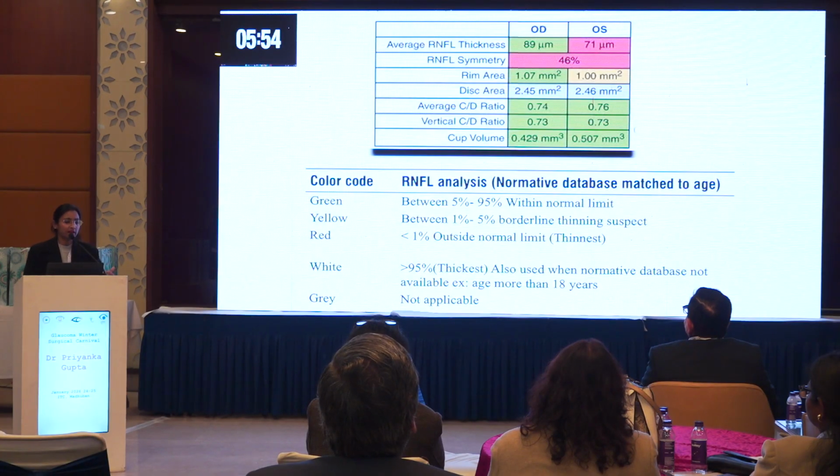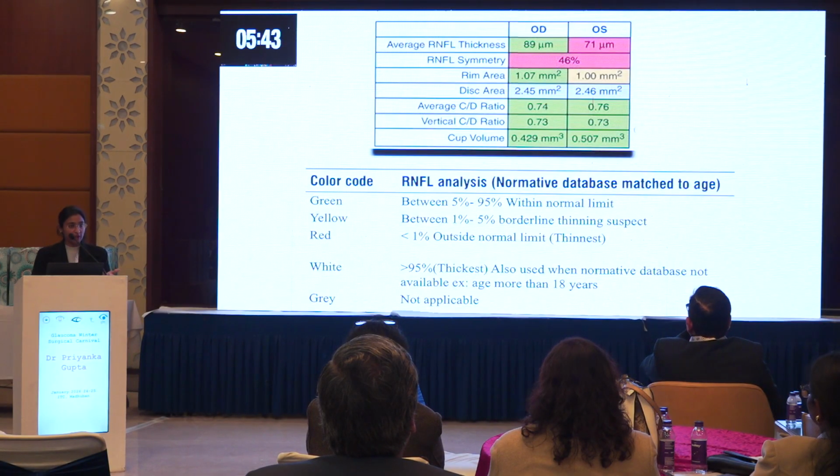Also, you can see certain white areas when supposedly there is a PVD just at the RNFL or just at the disc. It will count that PVD also with the thickness, and you will have more thickness than expected. So that will be labeled as white. Or maybe when the normative database is not available, say the patient is less than 18 years of age, you will not have that normative database, and that is also flashed as white.